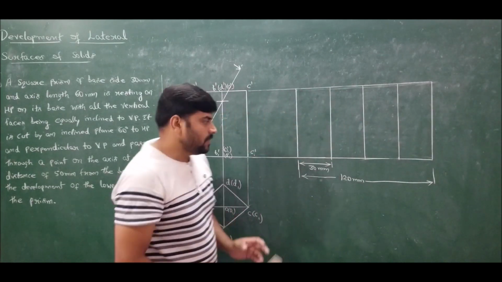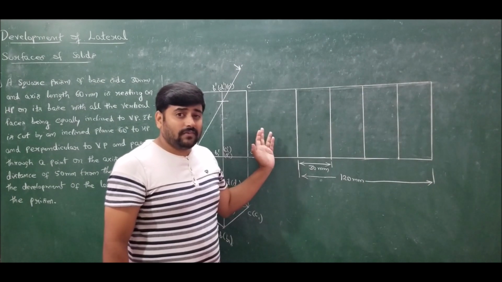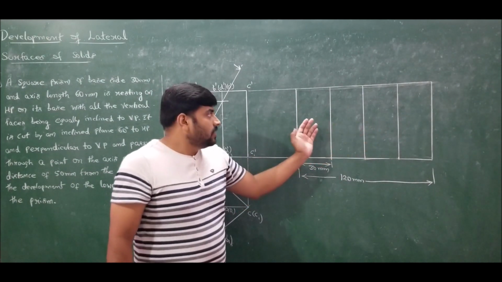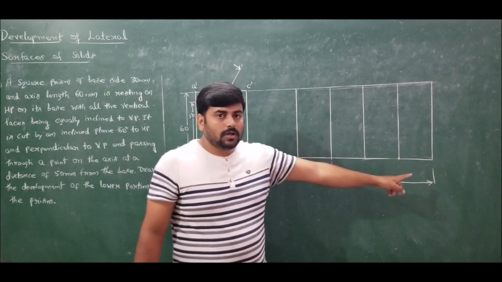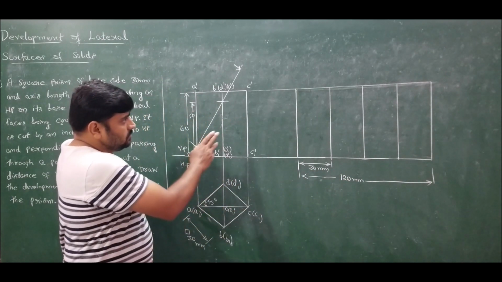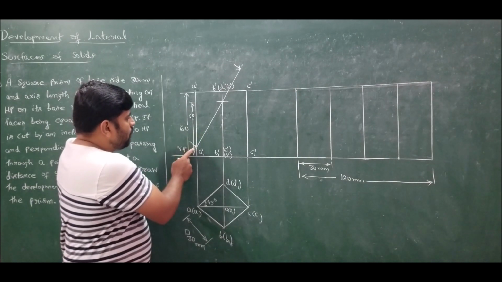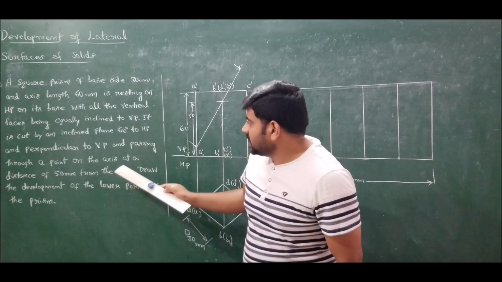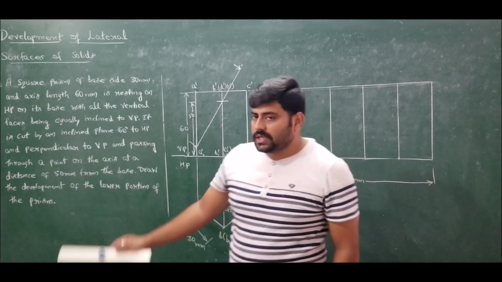Similarly, if I unfold a pentagonal prism, what am I going to get? A pentagonal prism will have 5 vertical faces. So therefore, if I unfold, I will get 5 rectangles of dimension 30. So the overall length will become 150. That is correct. Now, in order to transfer the cutting points and retain the lower portion of the prism, draw the development of the lower portion of the prism.